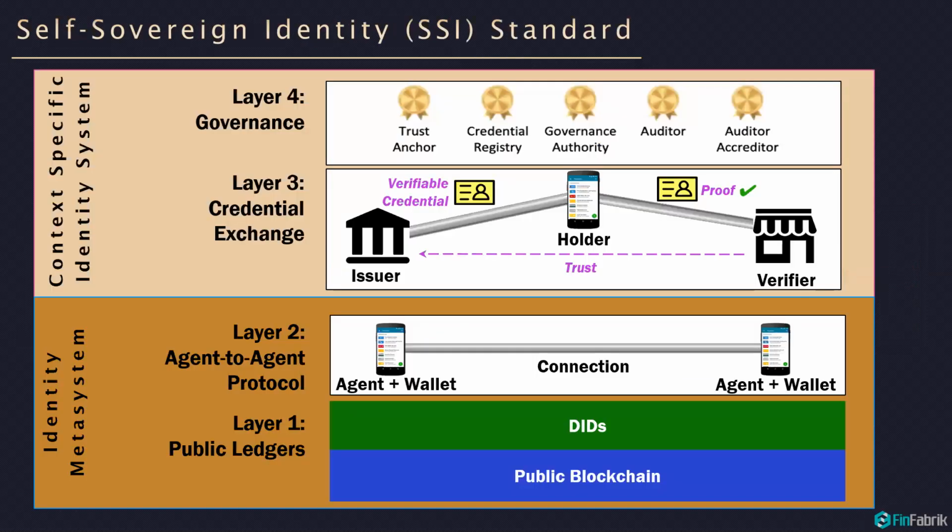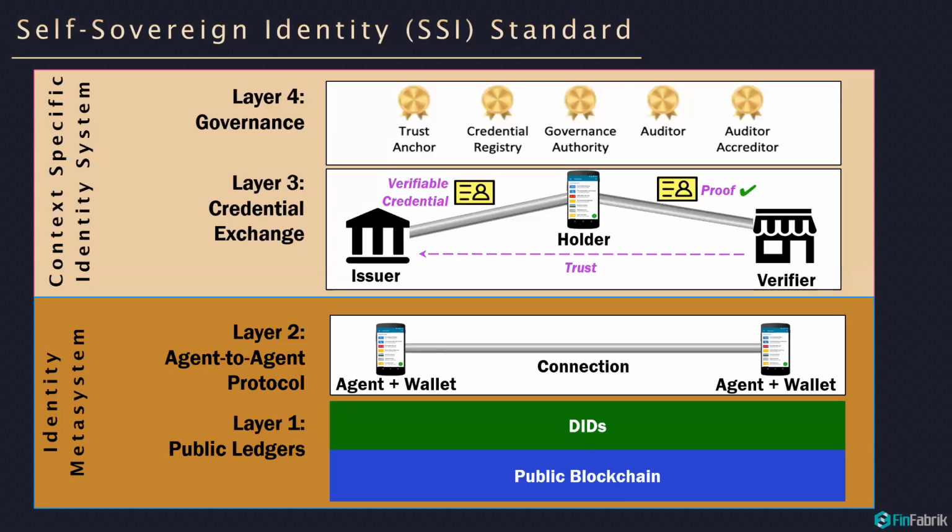So the last slide I want to show you is the Hyperledger Indy concept of the self-sovereign identity SSI standard. There are four layers in that standard. From the bottom, layer one is about the public blockchain and the ledger DID itself. That's the infrastructure. Then the next layer is the agent-to-agent protocol, that's the agent and the wallet. They communicate with each other. Those two layers compose the identity meta system. So this layer is more about standards and machine communication protocols.